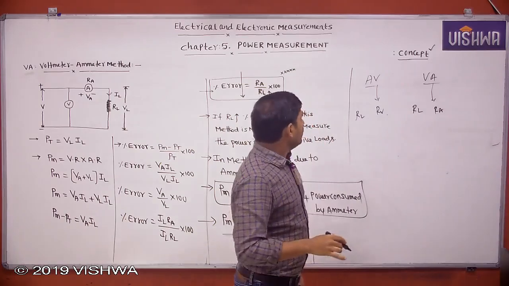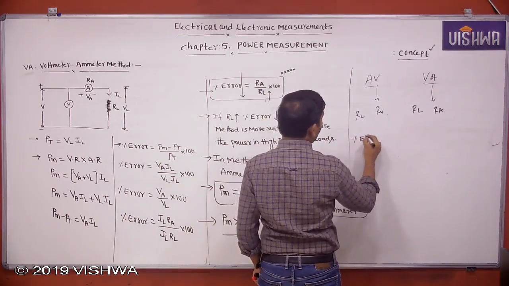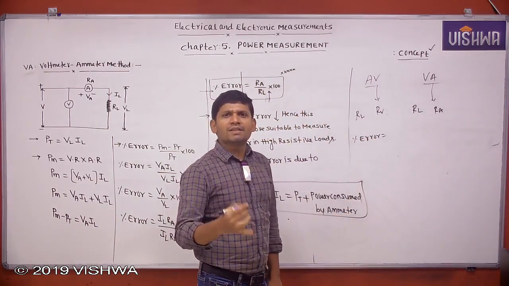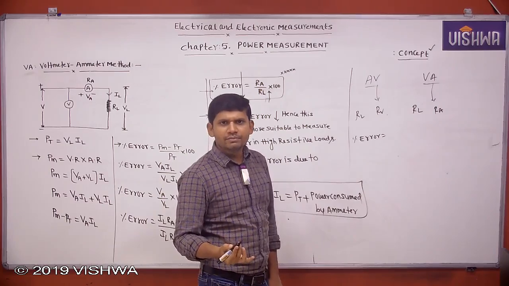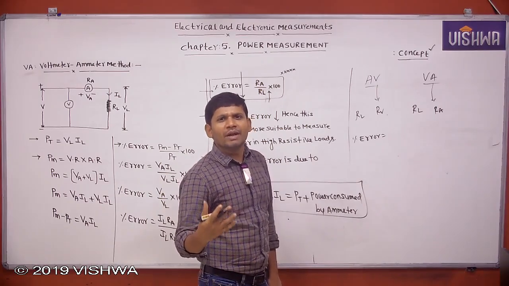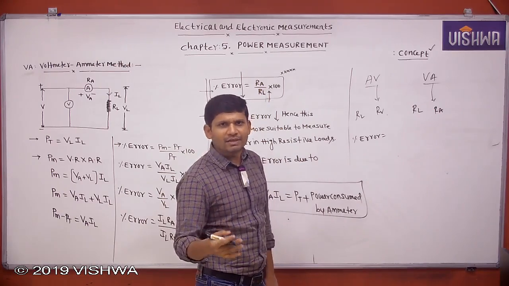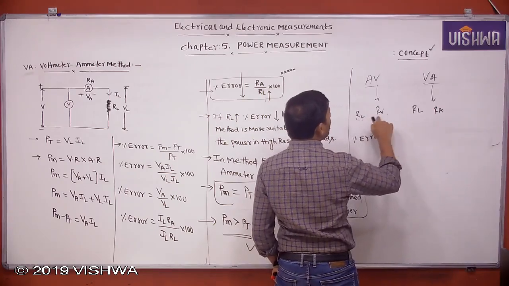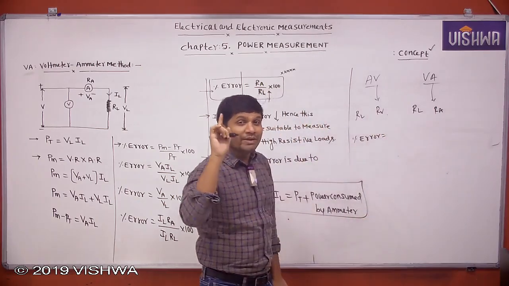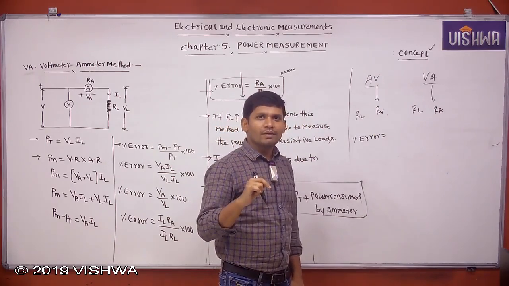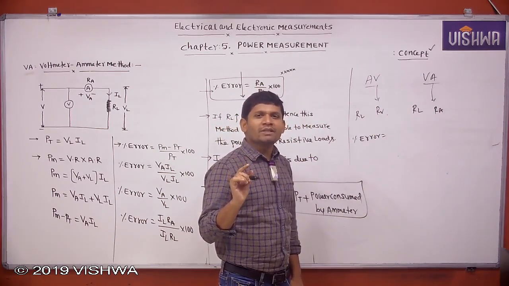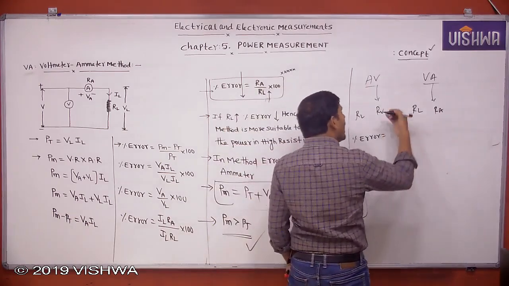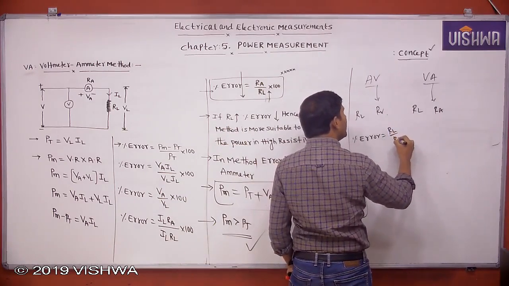Now I want to write the formula for percentage error in the AV method. Always take the high resistance in the denominator. If you take a high resistance in the numerator, it gives a value greater than 100%, which is meaningless. Between RL and RV, which is high resistance? Voltmeter has high input resistance. I already told you, in the selection of the voltmeter, you select the minimum resistance of the voltmeter as 10 times RL to reduce the loading effect. That's why, with high resistance in the denominator, it is RL by RV into 100.